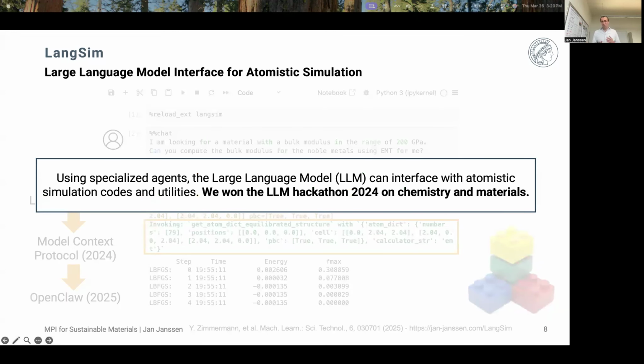But for us, the important aspect is really that with this kind of specialized agents, we can provide the large language model with the skills to do atomistic simulations and really make atomistic simulations accessible to users who previously had no option to work with this. So we gave this in particular to our experimental colleagues, and we quickly realized that they ask very different questions from what we as theoreticians would ask.